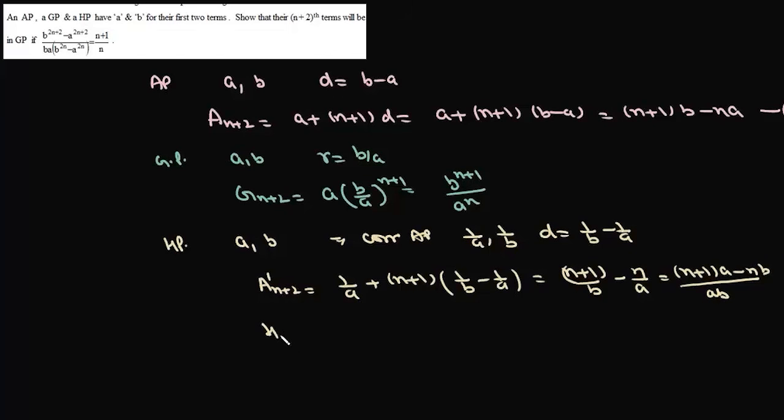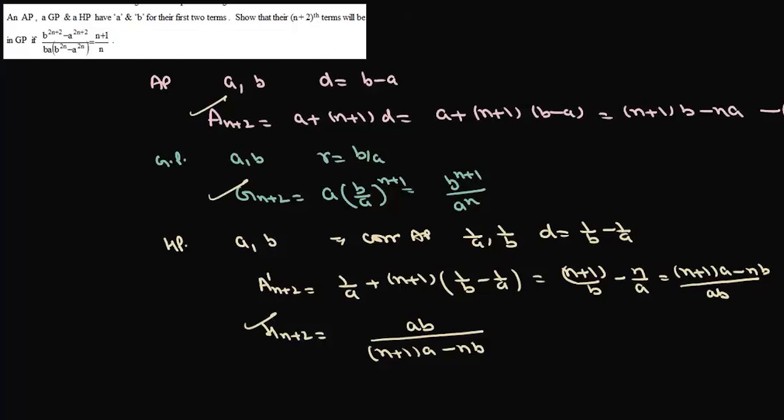Now for this HP, corresponding term will be AB upon (n plus 1)A minus nB. Now we have these three terms, and it says these three terms, they are in GP.